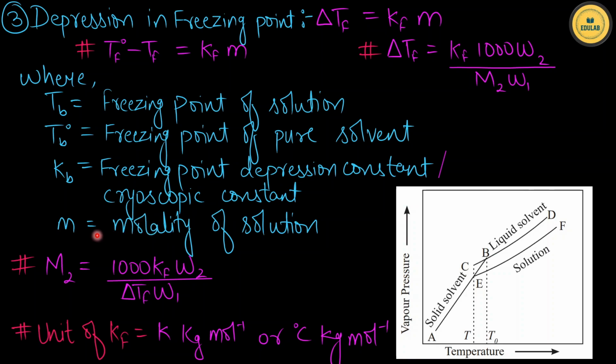The next one is M2. M2 is equal to 1000 into KF into W2 upon delta TF into W1. The unit of KF is Kelvin kg mole inverse or degree Celsius kg mole inverse, and here is the diagram of the depression in freezing point.